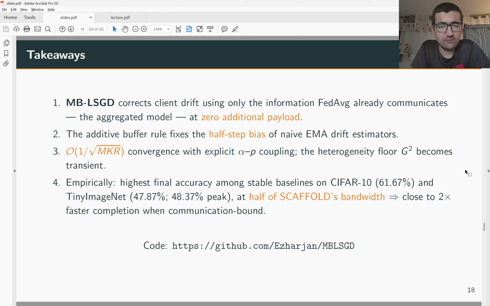Three: we prove the 1 over root MKR rate with an explicit coupling between buffer rate and participation rate, and heterogeneity demoted to a transient term. Four: empirically, the highest final accuracy among all stable baselines on both benchmarks at half of SCAFFOLD's bandwidth, which approaches a 2 times completion time whenever you are communication bound. The code is publicly available at the GitHub link shared here.